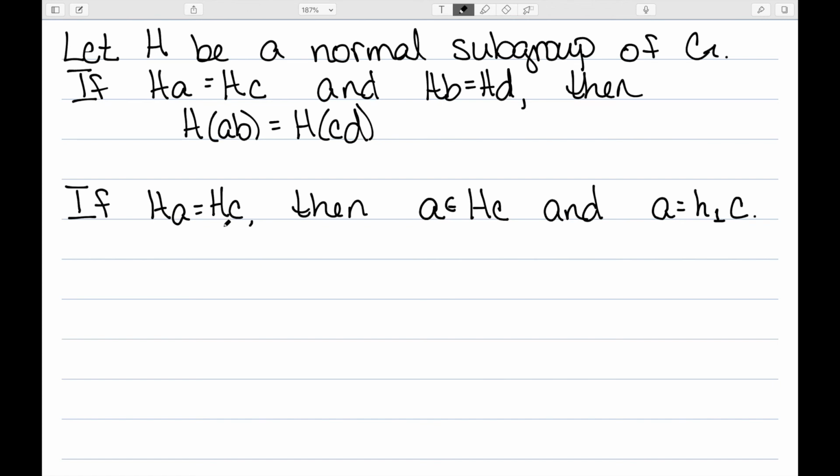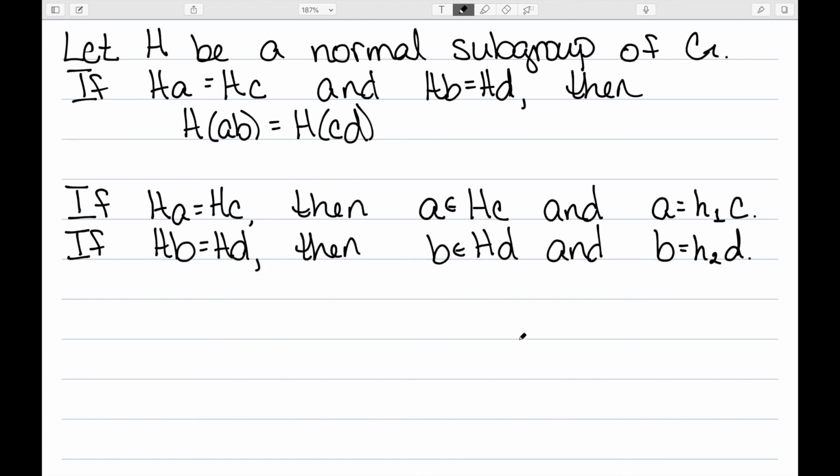If we have that HA is equal to HC, one of the elements of every subgroup is always the identity. So that tells me that A is in HA, so it must also be in HC. So that tells me that we can write A as H1C, where H1 is in my normal subgroup H. Similarly, since HB is equal to HD, then we can get that B is equal to H2D.